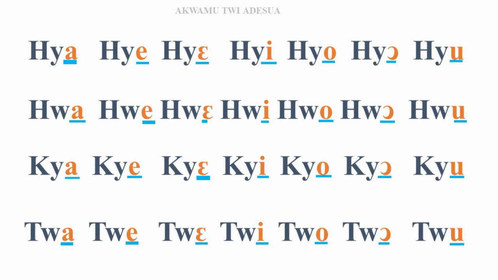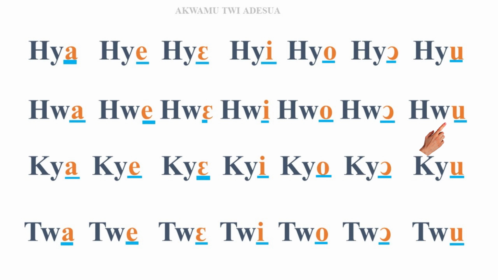The H and W will give us sho. Then the H and W plus the O will give us sho. Then the H and W plus the U will also give us shu.